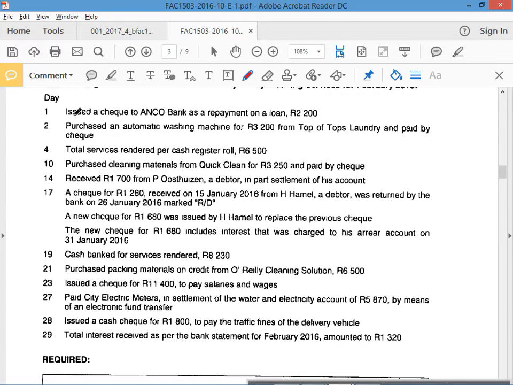I'll do the first one. Issued a check as a repayment of a loan. If you're issuing a check, it's a cash payment, CPJ. So that first transaction will be recorded in the cash payments journal.